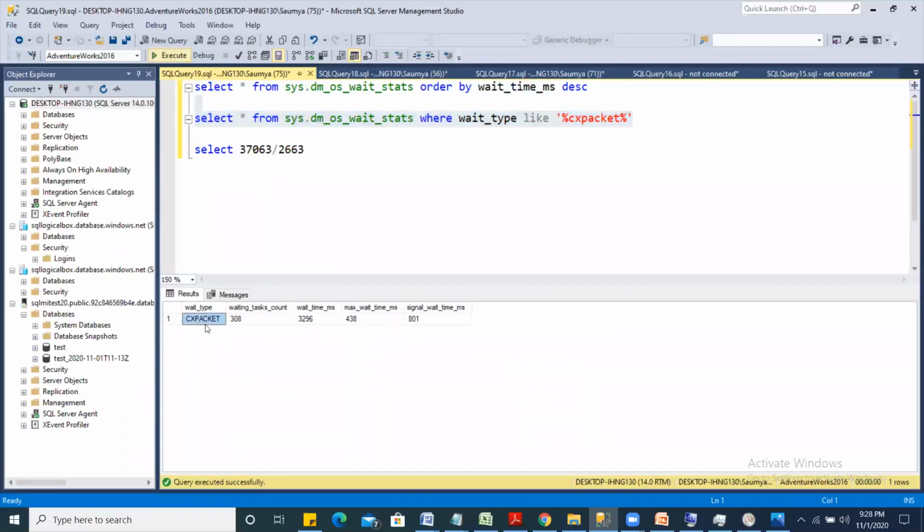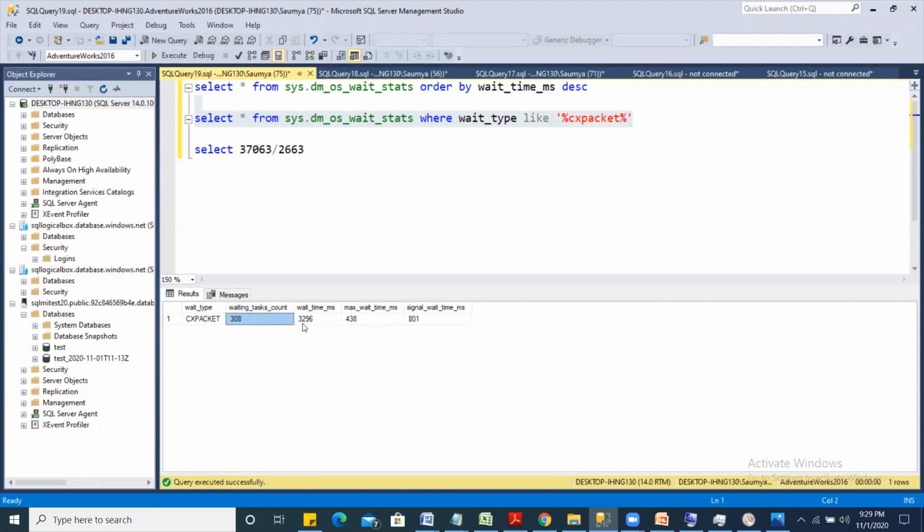We have this also here. So CX packet is actually not an indication of the CPU issue. Rather, it's an indication, or the way to find how parallelism is occurring within SQL Server, right? So if the waiting task count against CX packet is high, it means that on my SQL Server, parallelism is going at a high rate. Many queries are executing using parallelism, right?